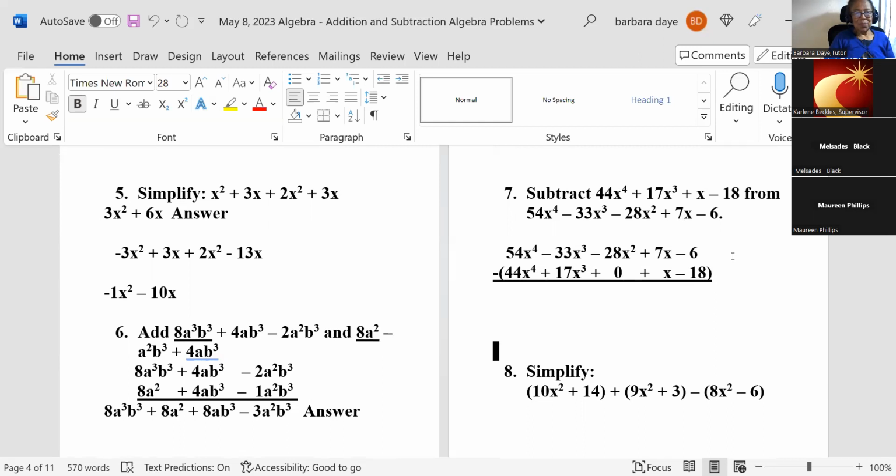A minus. Yeah, every sign changes. This plus 44x to the fourth becomes a minus. This plus becomes a minus. This plus becomes a minus. This plus becomes a minus. And this minus 18 becomes a plus. So keep that in mind when you're combining them.